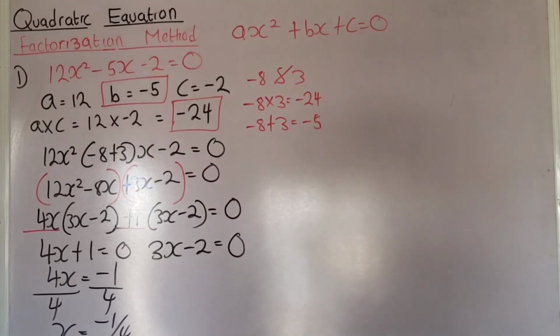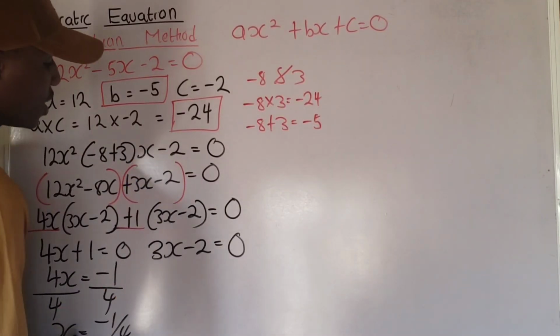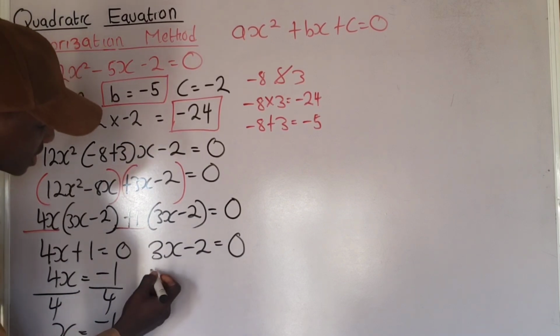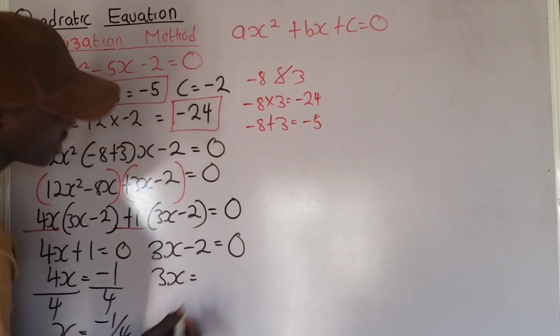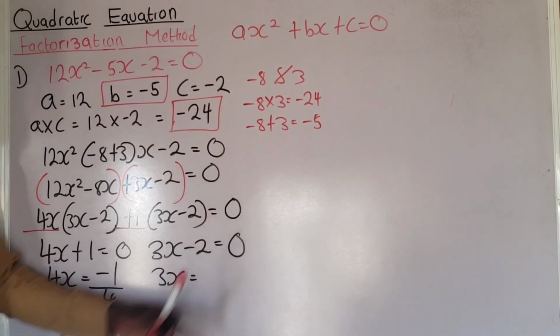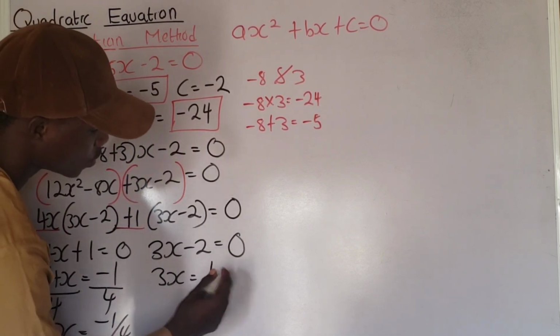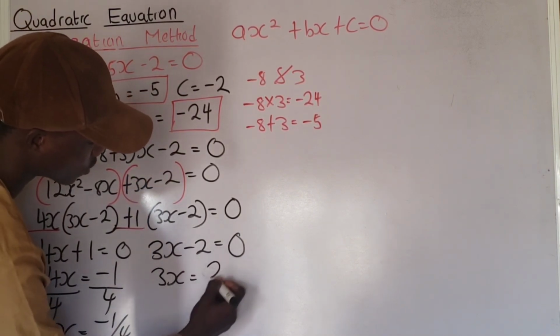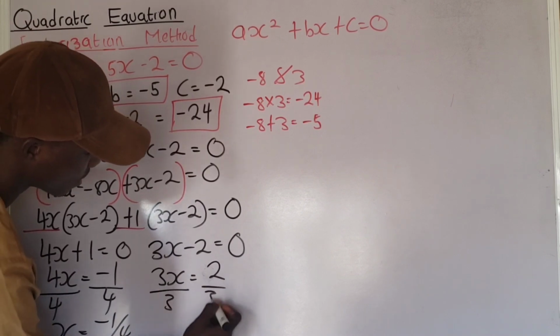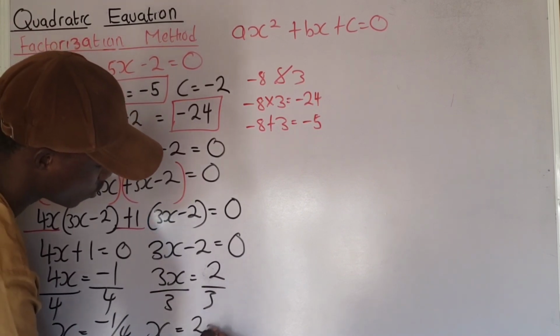Okay. For the second part, we have 3x minus 2 equals 0. For this, I'm going to have 3x equals, if this negative 2 crosses the equals sign to the right hand side of the equation, I'm going to have plus 2. So there's no need of putting plus, equals 2. Divide both sides by 3. X equals 2 over 3.